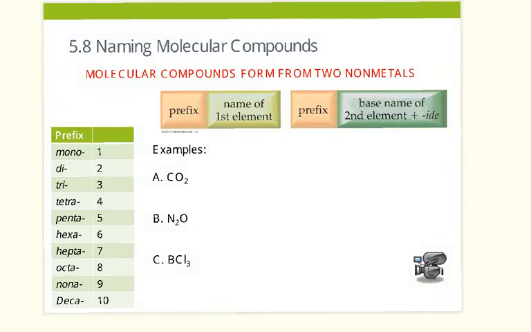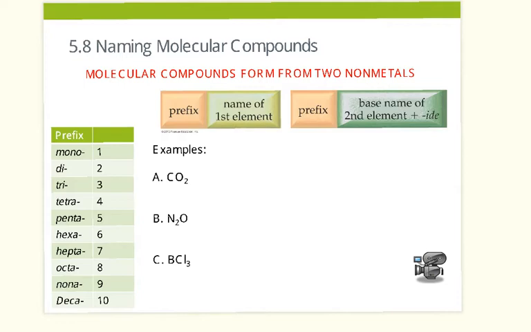So we've learned how to name ionic compounds. Now we're going to name our second set of molecular compounds. So first you have to identify that molecular compounds form from two nonmetals. So if it's got two nonmetals, it's a molecular compound, and you're going to use this route of naming.